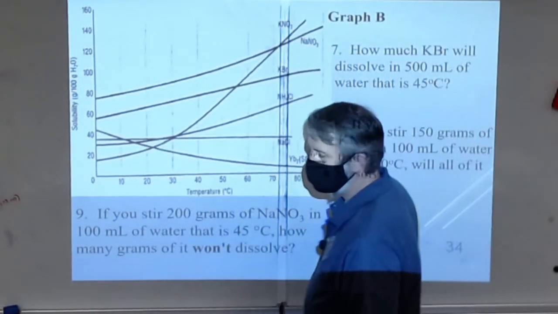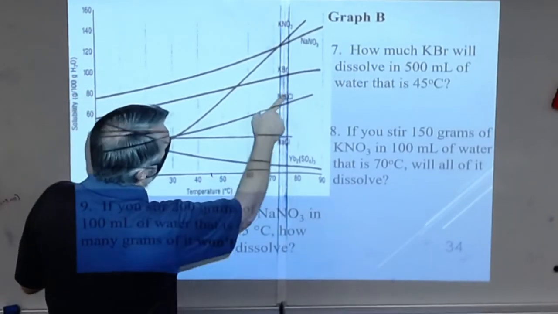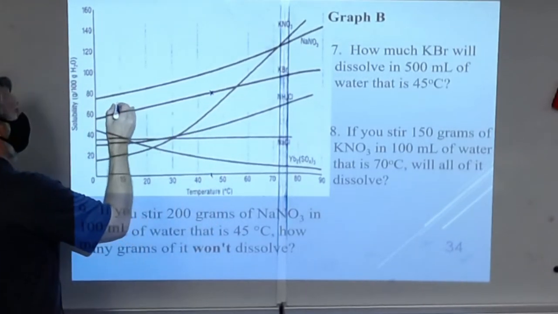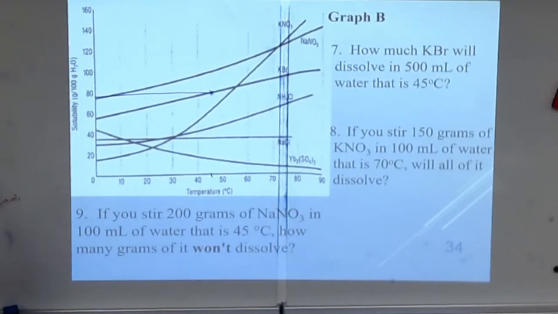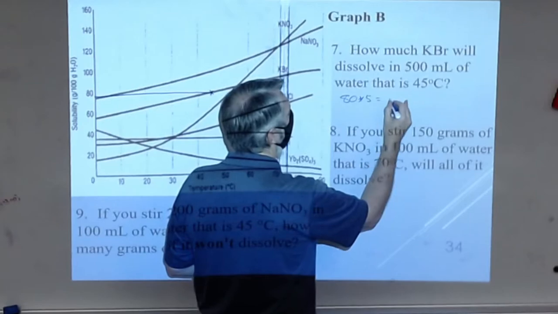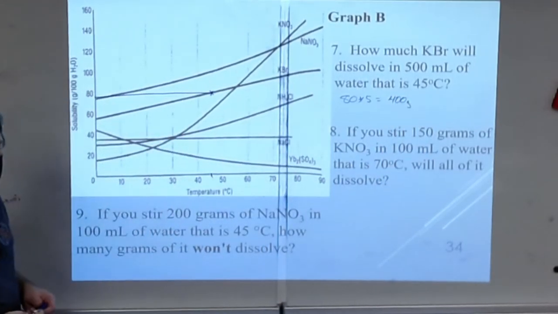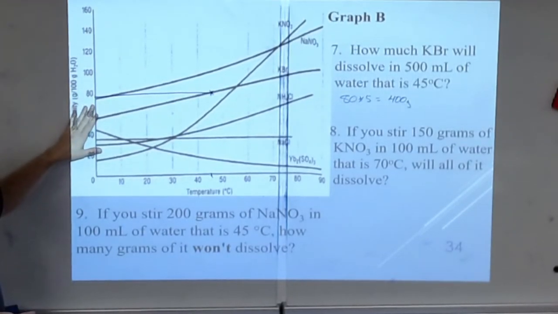How much potassium bromide will dissolve in 500 milliliters of water that is at 45 degrees Celsius? So let's go 45. And potassium bromide looks like this line here. If I line that up, what's that look like? We'll call it 80 just to keep our math easy. So how much is going to dissolve in 500 milliliters? Right, so this would be 80 times 5 equals 400 grams. This isn't 100, so if I had 100 grams of water, I could dissolve 80 grams in it, right? But I'm not doing 100, I'm doing 500. So with 500 grams of water, I could dissolve 5 times as much because I have 5 times as much water.